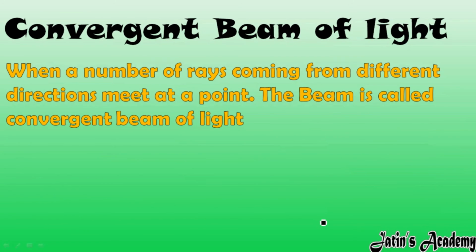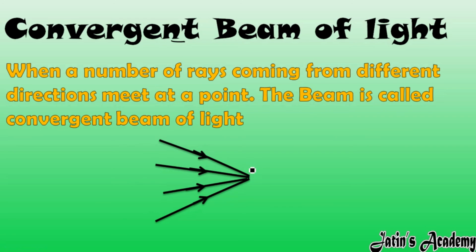And third, we are having convergent beam of light. Convergent means to meet at one point. Whenever many light rays are there, and they are meeting at one point, this collection of light rays is known as convergent beam of light. Meaning from the different sources light rays are coming and meeting at one point. This is known as convergent beam of light.